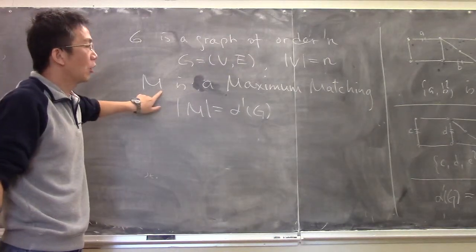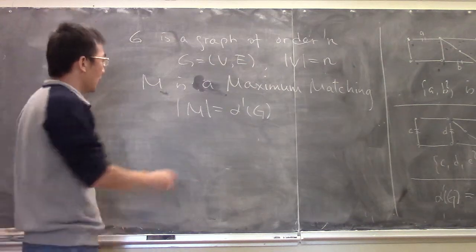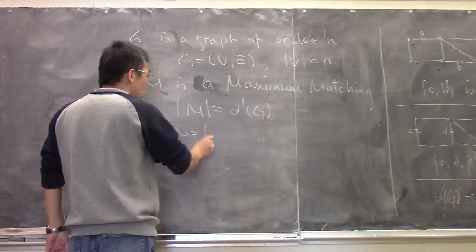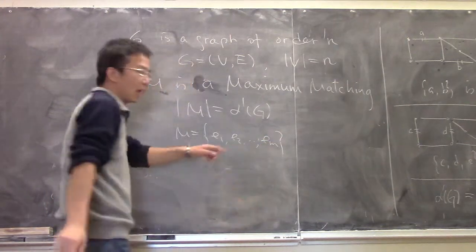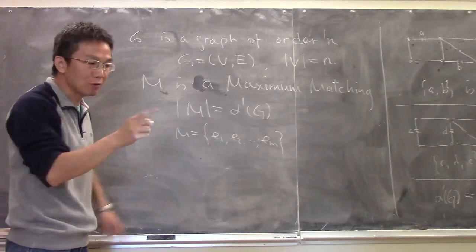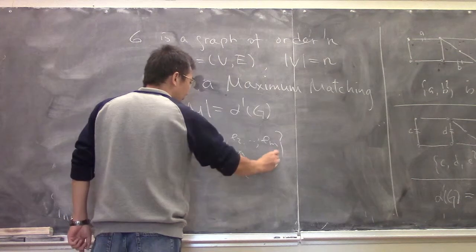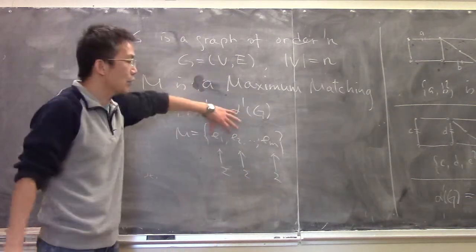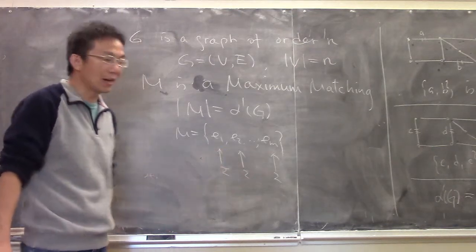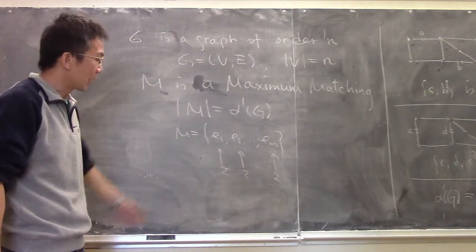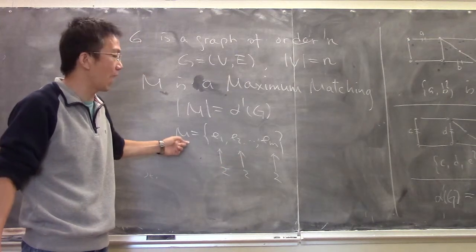But if I look at this matching, basically M is a bunch of edges, E1, E2, say EM, right? So a bunch of edges. And for each edge, you have two vertices. Because any two edges share no vertices, right? All of these vertices are different. Now let me look at all of the vertices covered by this M, right?